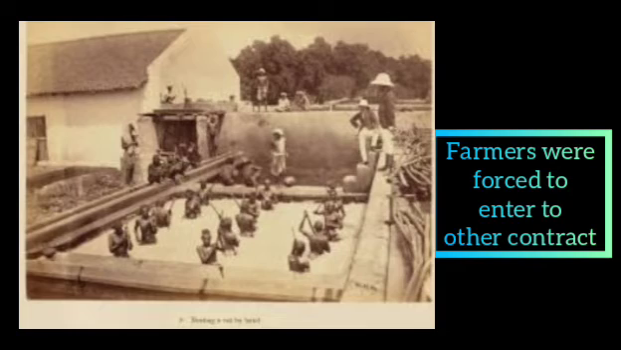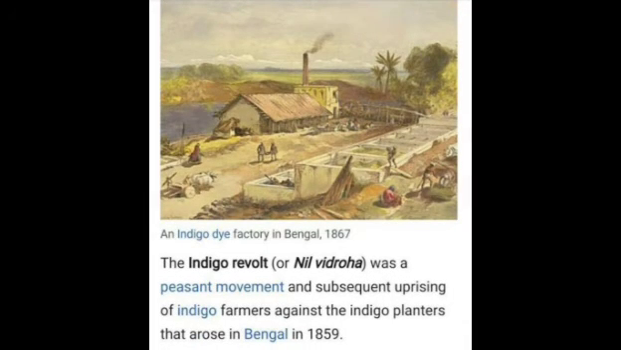Often the debts were passed from father to son. The Indigo Revolt began in 1859. The rebellion began as a strike only. The peasants of a village in Nadia district refused to grow indigo.